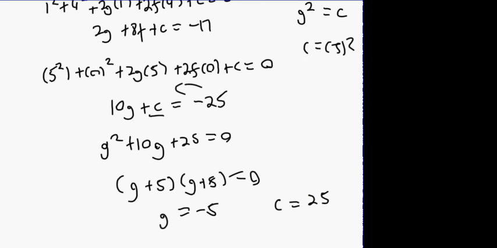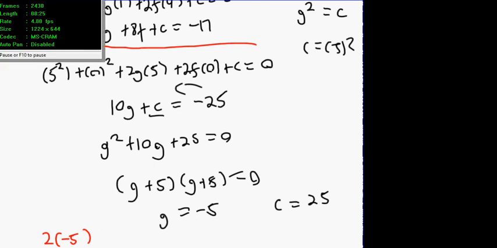And then all you've got to do is put it into this equation here. 2 times minus 5, Connor. 2 times minus 5. Good afternoon, sorry for the class intrusion, but just excuse me.